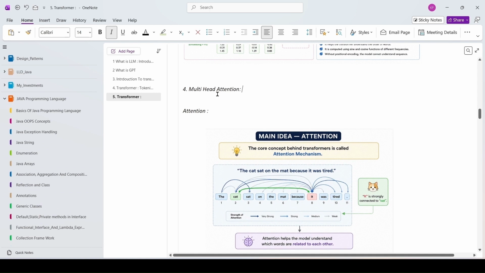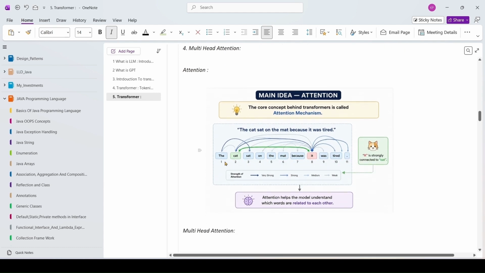Once the final embedding is done, it is sent to multi-head attention. Before diving into multi-head attention, let's try to understand attention. Let's say we have a sentence, the cat sat on the mat because it was tired. As human beings, we know that it is referring to the cat only, but older models like RNN struggle to understand its meaning. To resolve that, in a transformer, there is a concept called attention.